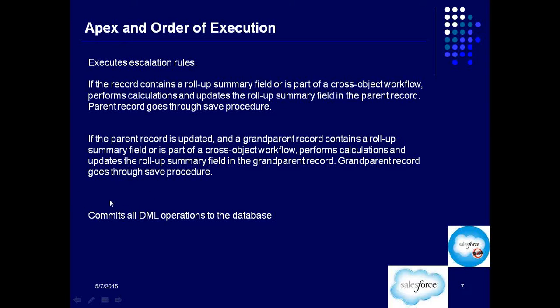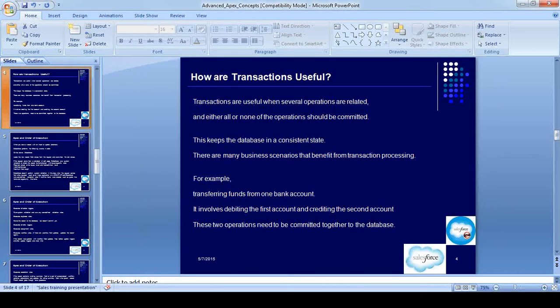Got it? So the DML operation commits to the database, and after that it executes post-commit logic. There are some logics which execute after commitment of the data, like sending an email. Sending an email cannot happen before data commitment, because once you have sent the email, you cannot roll it back, right? So those logics get executed after the data is committed. Got it? Long process, but very important.